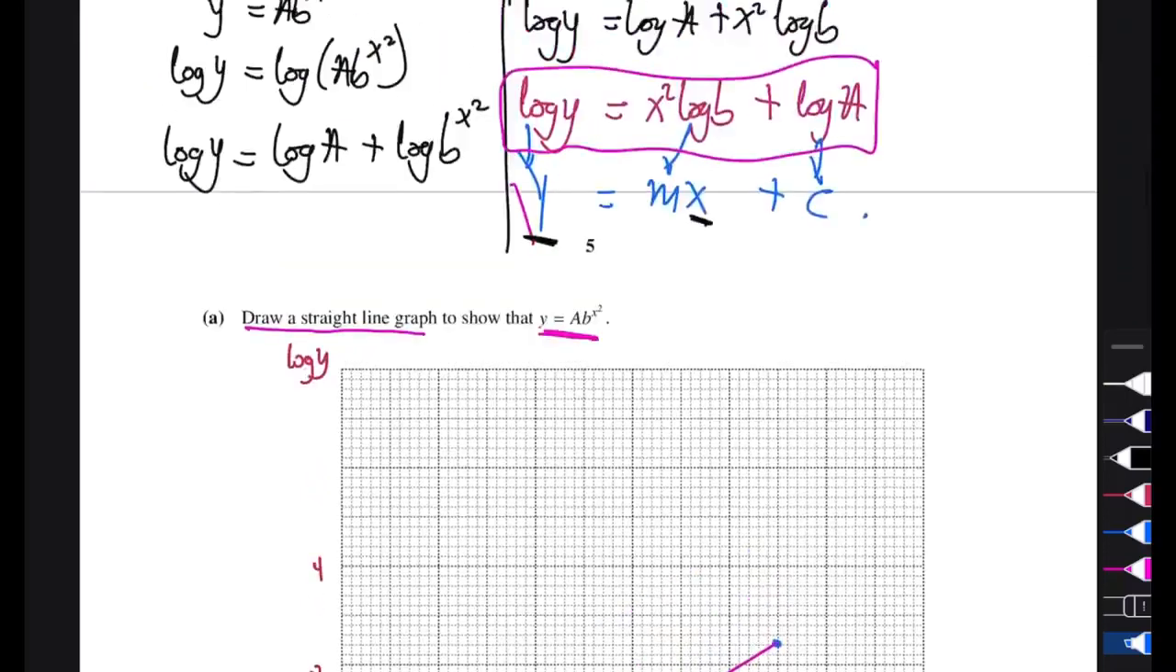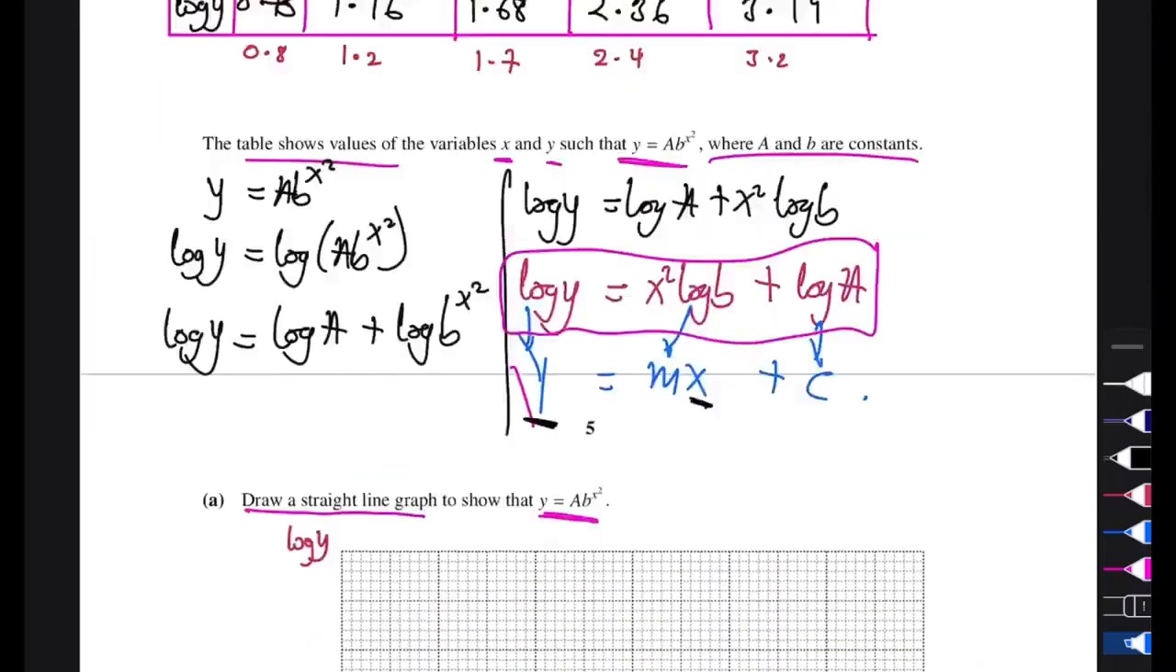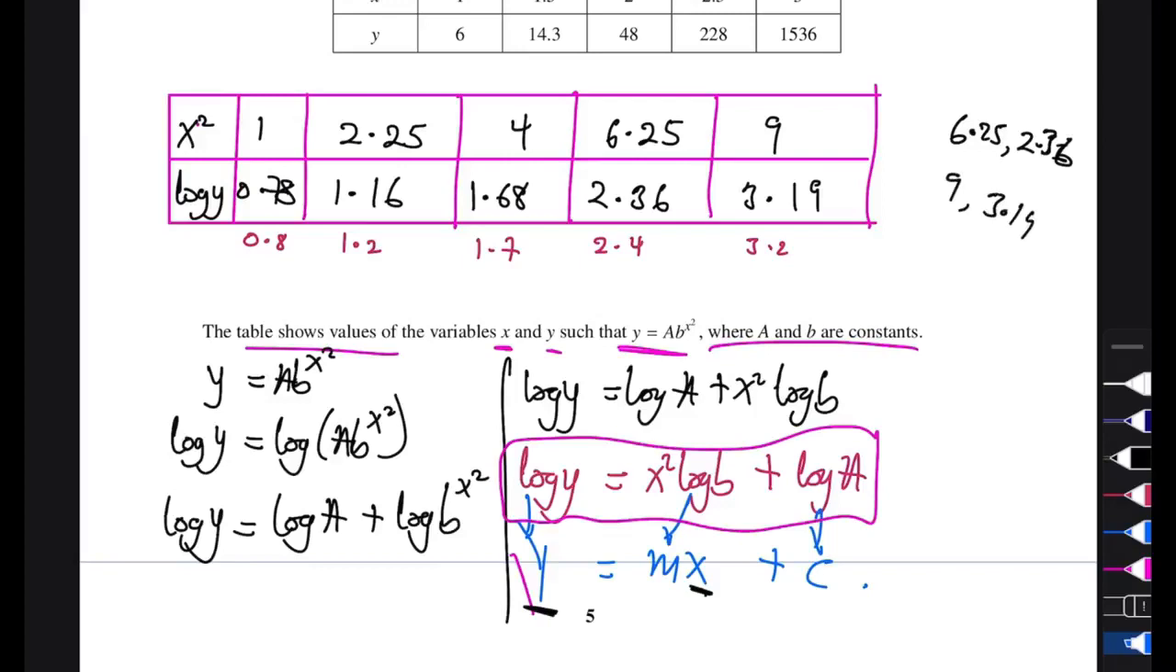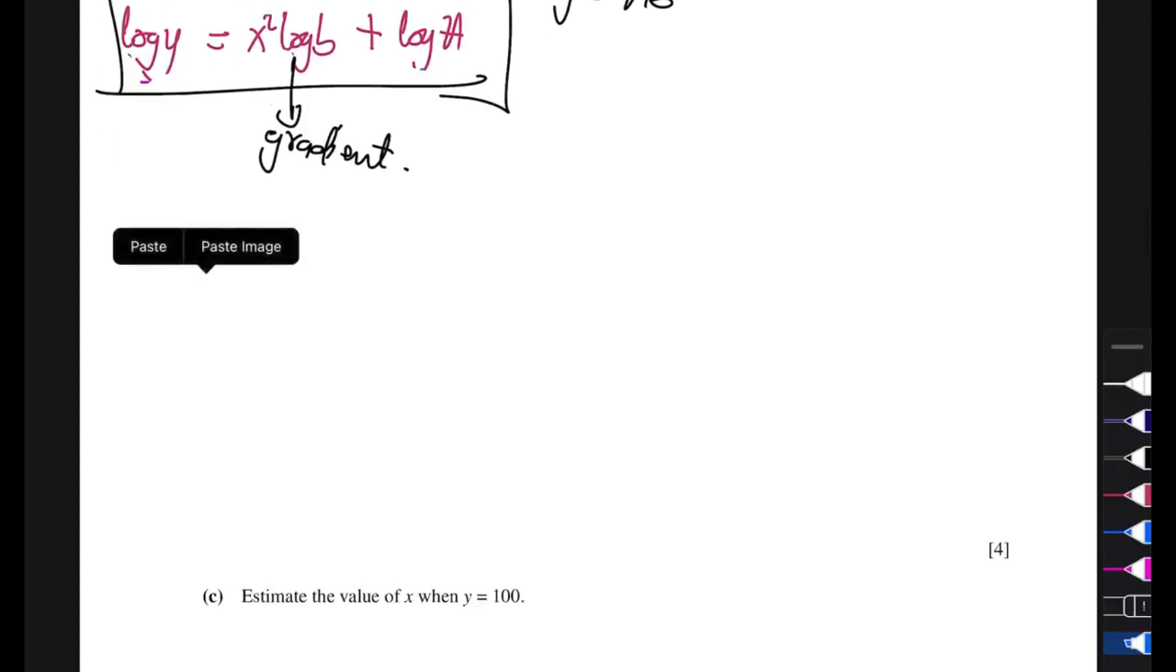Now all that you need will be 2 points. Don't go back to the graph and waste your time to read it off. No, just come back to your table, this particular table, and then choose any 2 points. So I can just choose maybe 6.25 and 2.36, all right? And I'm also choosing 9 with 3.19. I'm going to copy these 2 points to help me find the gradient. So I'll paste them here. These are the points I'm going to use to find the gradient.